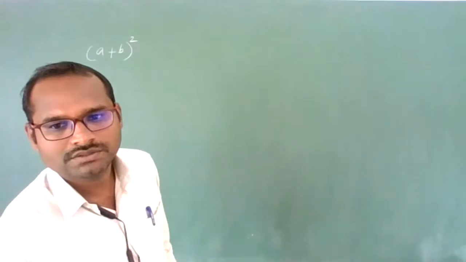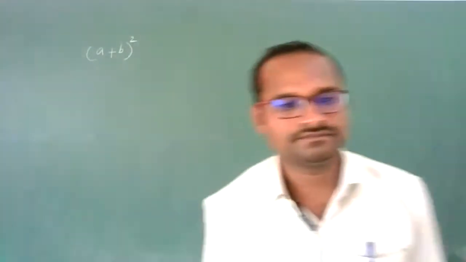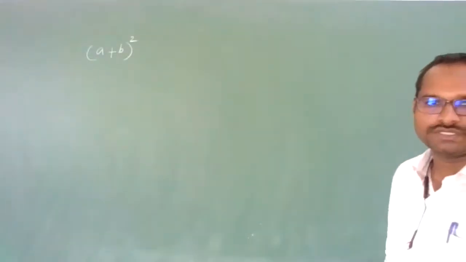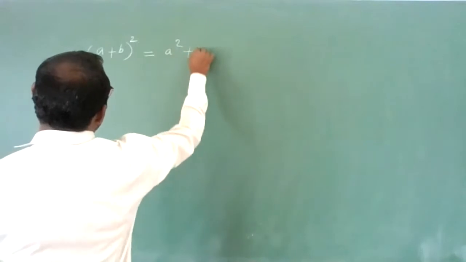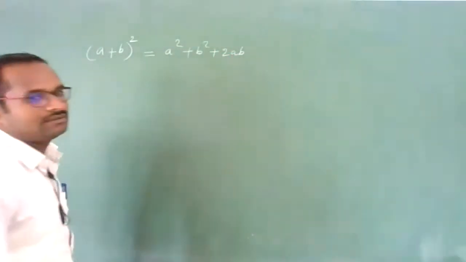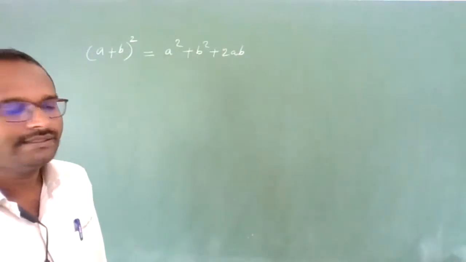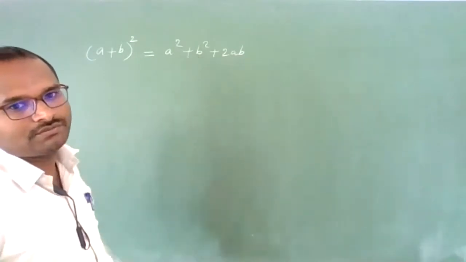Can you see the board, students? First one is a plus b whole square. What is the a plus b whole square formula? As you know, a square plus b square plus 2ab. Clear? This one we will use many times in physics again. You need to remember this.